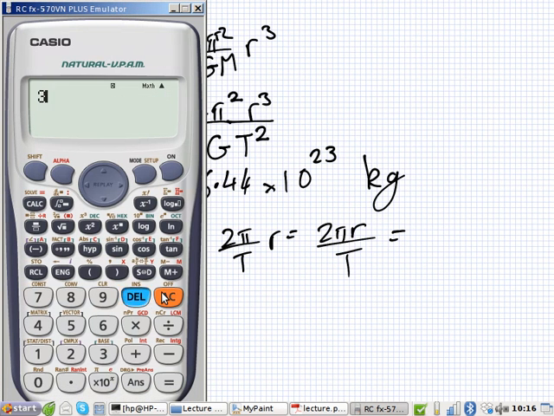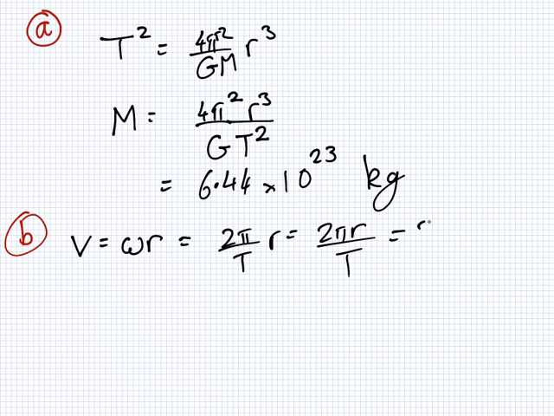2 times pi times r, and what did you say the r was, Ms. Sharif? 9380. And the time was 7.65, wasn't it? Yeah. 2.14 kilometers per second.